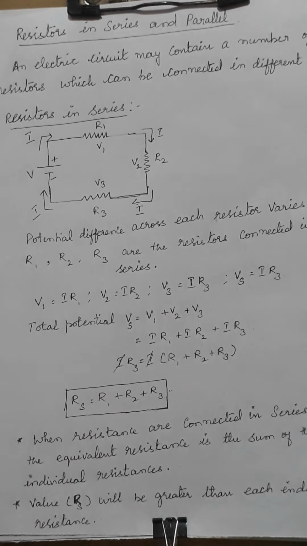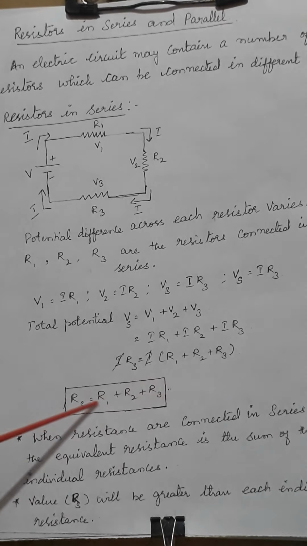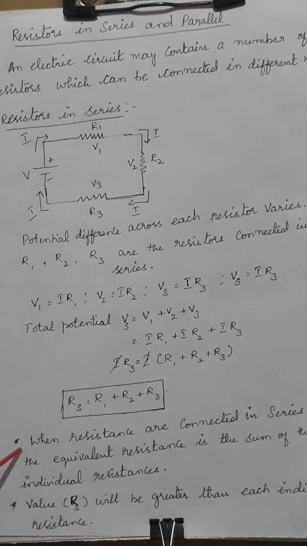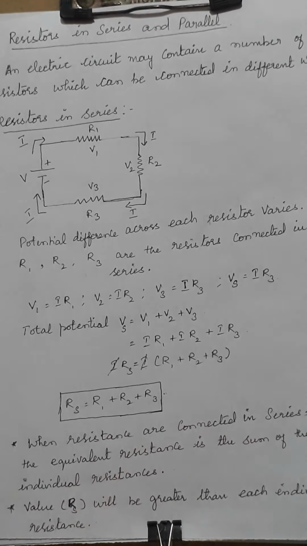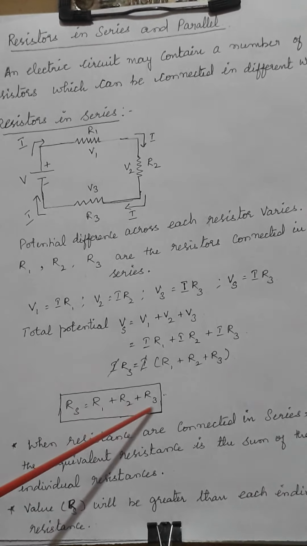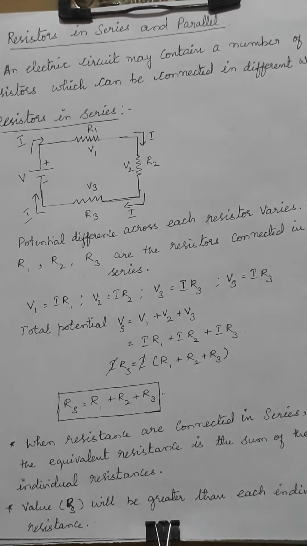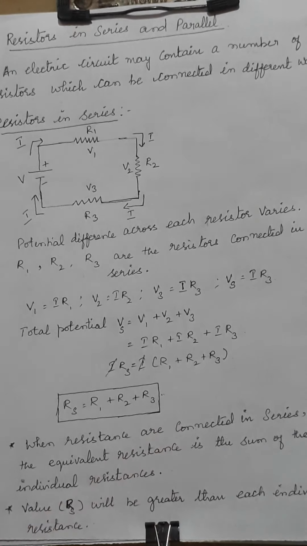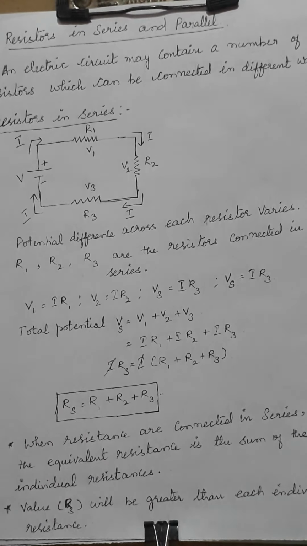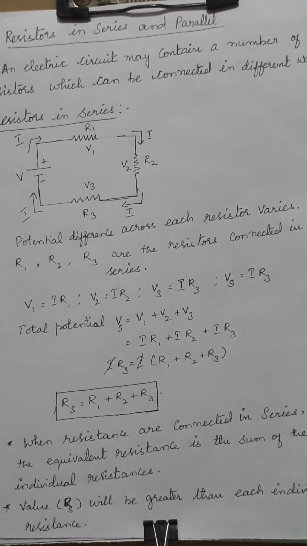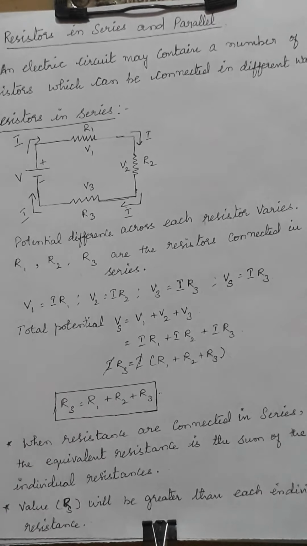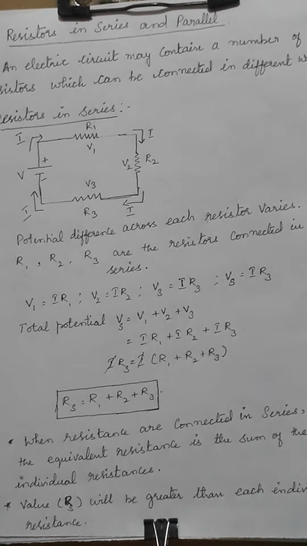So now this is an expression that I have found, and I need to write this in the statement. When resistances are connected in series, the equivalent resistance is the sum of the individual resistors. When you add all the individual resistors, you get the equivalent resistance when they are connected in series. So this value Rs will be greater than the individual resistances. This is the conclusion of it.